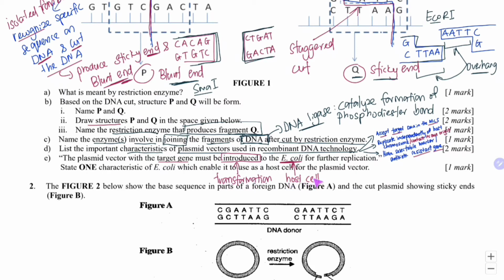So next dia kata state one characteristic of E. coli. Dia nak minta character of E. coli sebagai host cell which enable it to use as a host cell for the plasmid vector ataupun the recombinant plasmid tadi.